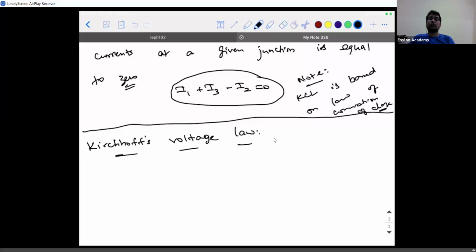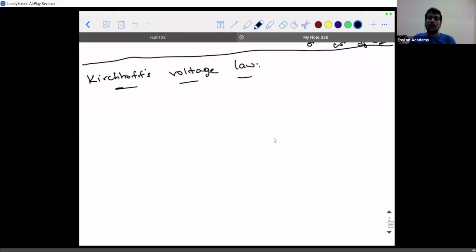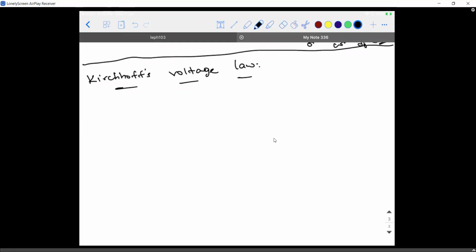So KCL is based on the law of conservation of charge. Okay? Now, coming back to Kirchhoff's voltage law, what does it state? It states that the algebraic sum of, can someone repeat it? In a closed circuit, the algebraic sum of the EMFs and the product of current and resistance of the device is equal to 0.